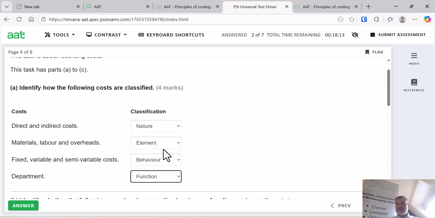Finally, a department cost is a good example of classifying a cost by function, by functional area of the business. We would want to know as managers how much it is costing to run our accounts department, for example, how much it is costing to run our HR department or our administration department. So, cost classification by nature, by element, by behaviour, or indeed by function.